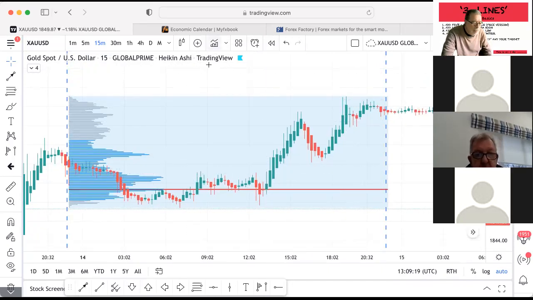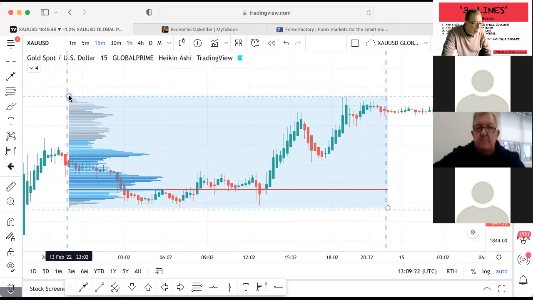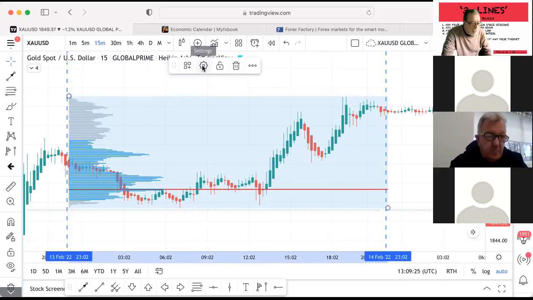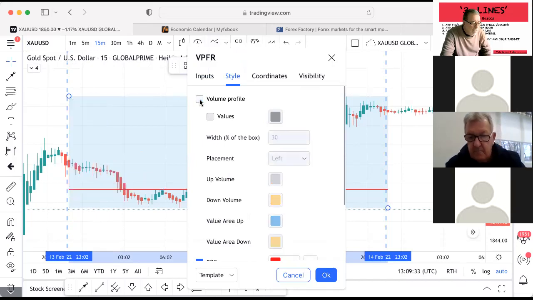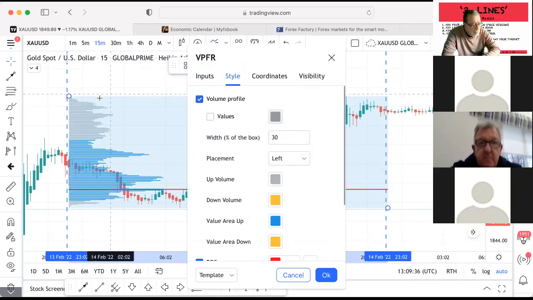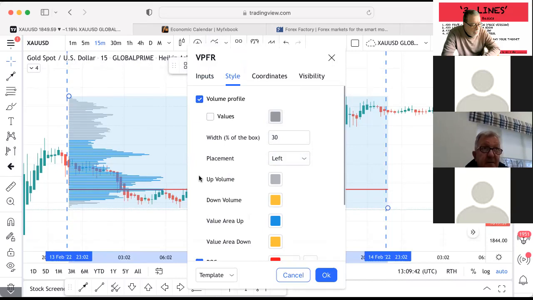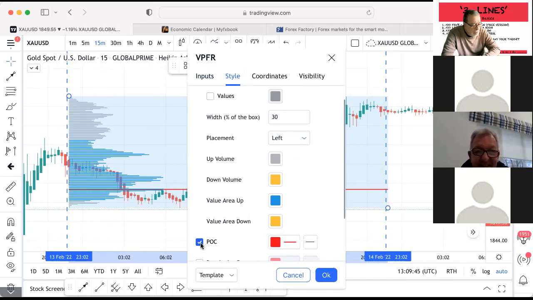If you click on the corner there, you'll get the settings cog just up there, and you click on there. You see the volume profile. If I uncheck that, these lines here disappear. And the other thing that you can check on or check off is the POC. So when I click on that, you should see the red line appear here. So that's a point of control. That's something that you've got the ability to change according to your style.